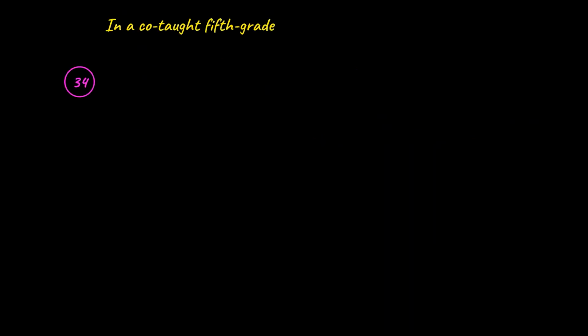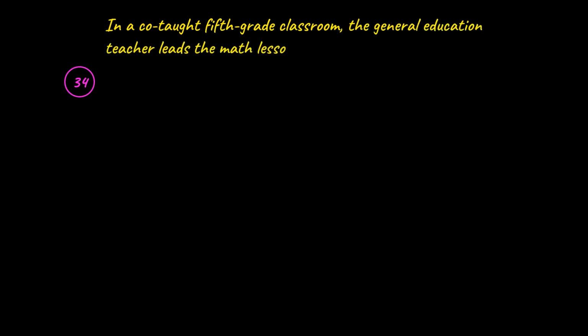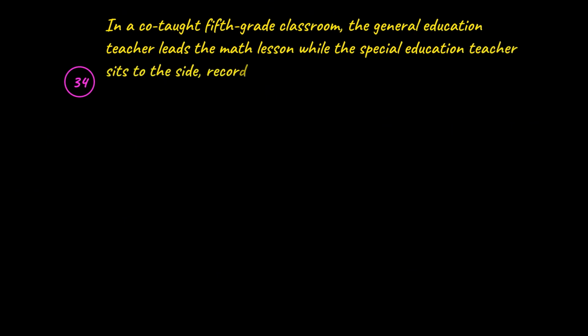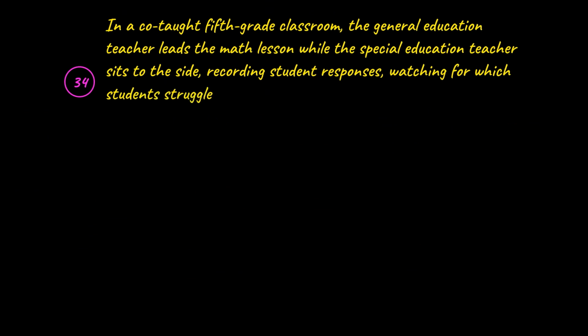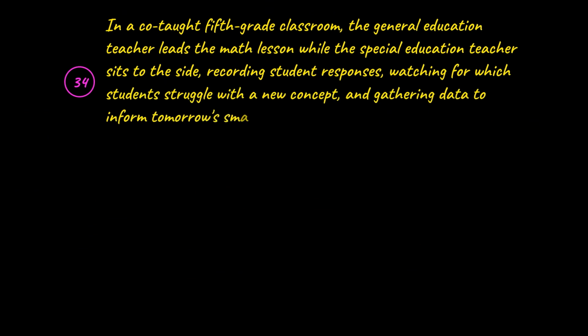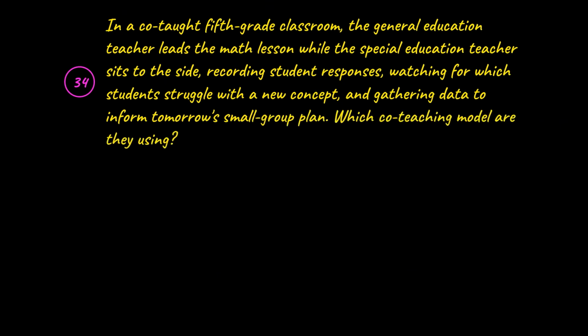Question 34. In a co-taught 5th grade classroom, the general education teacher leads the math lesson while the special education teacher sits to the side, recording student responses, watching for which students struggle with a new concept, and gathering data to inform tomorrow's small group plan. Which co-teaching model are they using?